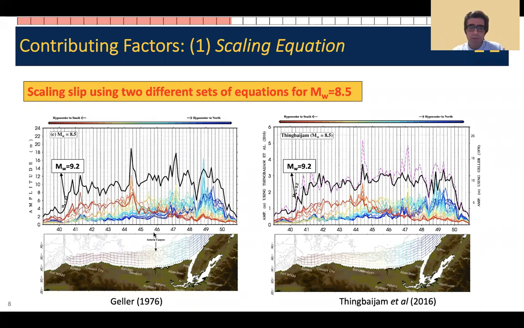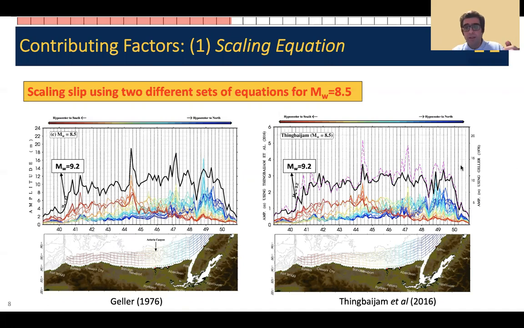Here on the left, I'm showing what I showed you for magnitude 8.5 before, the exact same plot. On the right, I'm using a different set of scaling equations from Thingbaijam et al. in 2016. And as you can see, obviously, the tsunami amplitude is much, much smaller, if you just look at the vertical axis here on the left.